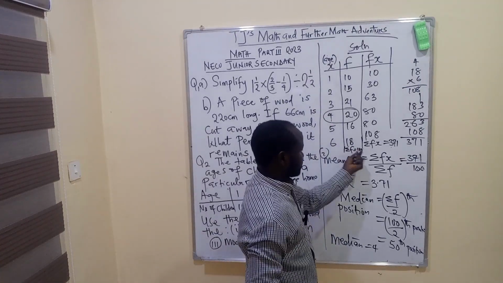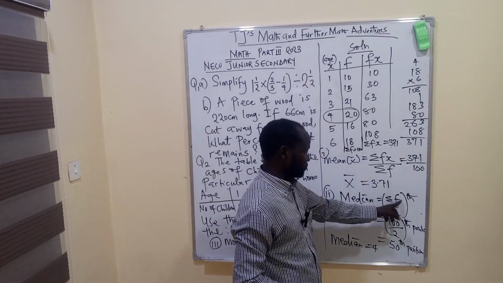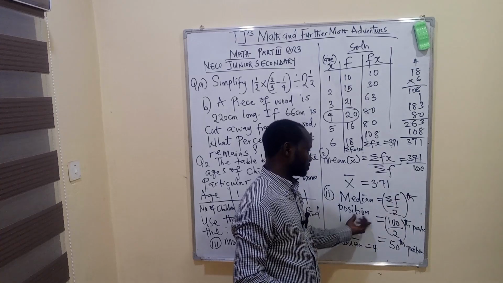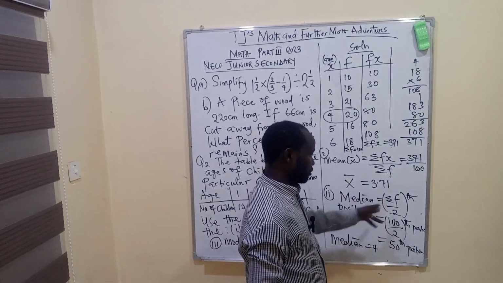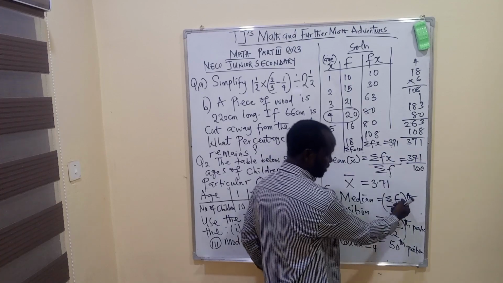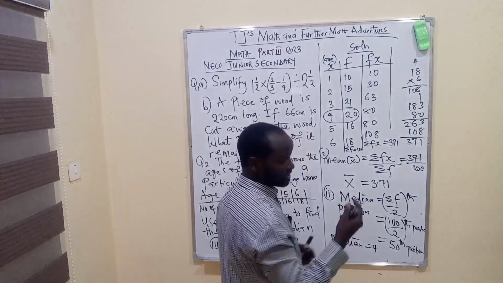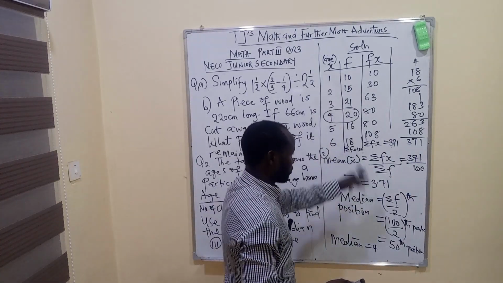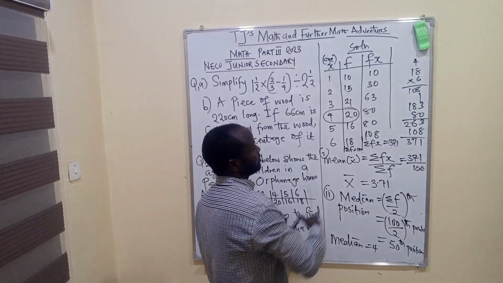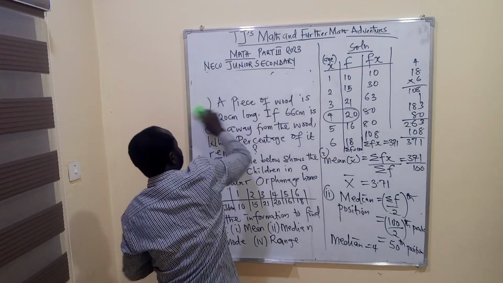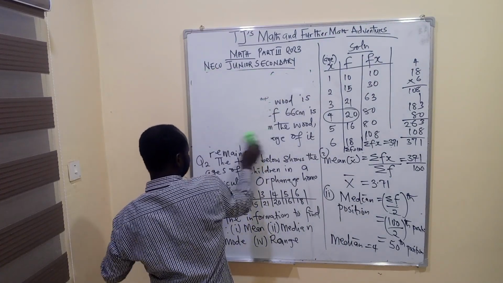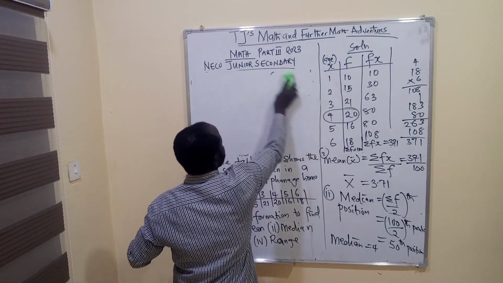When the summation of your frequency is an even number, it will be summation frequency divided by 2 position. That will tell you which position is the median. If it is an odd number, it will be summation f plus 1 divided by 2. If the summation is odd, then you add 1. Okay? So since we are through with this question, let's move on to solve the remaining parts.